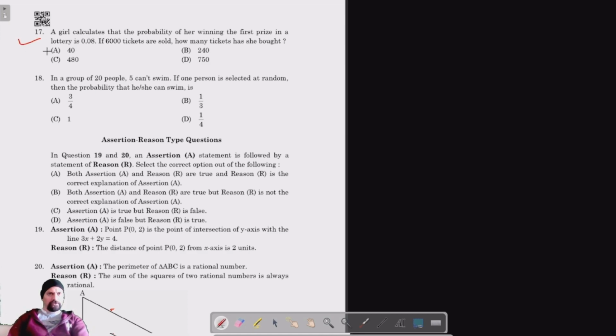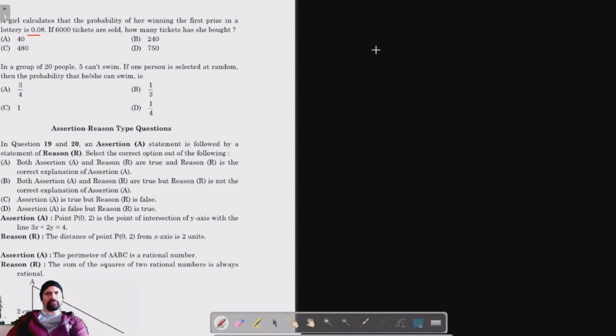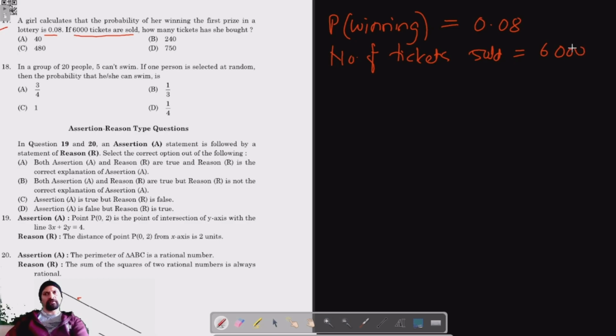For question number 17, it's given that the probability of winning the first prize in a lottery is 0.08. So this is the probability of winning, which is 0.08. Now, the total number of tickets sold is equal to 6,000.